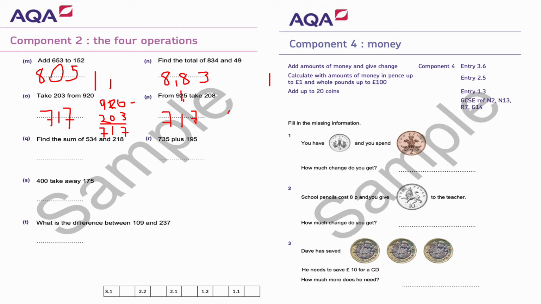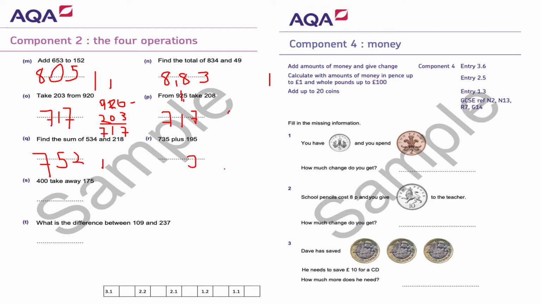Next one. Find the sum of 534 add 218. 4 add 8 is 12. Carry the 1. 3 add 1 is 4. Add the 1 is going to be 5. 5 add 2 is 7. So the answer is 752. The next one. 735 plus 195.